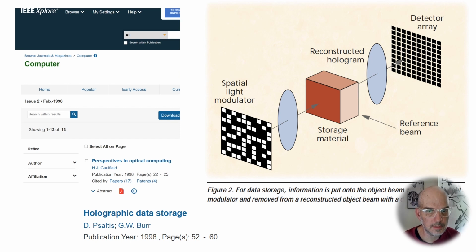The idea here is that the holographic memory stores pages of information. So the spatial light modulator is encoded with a pattern of the data that you want to store, written in the hologram. When you reconstruct it with the reference beam, you recover that page of data. How many bits can we store in that one page of data? That's the topic we'll discuss today.